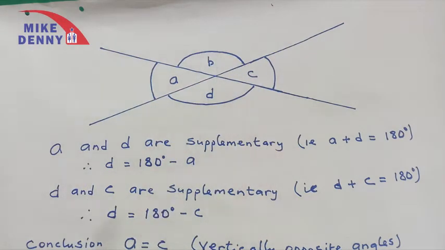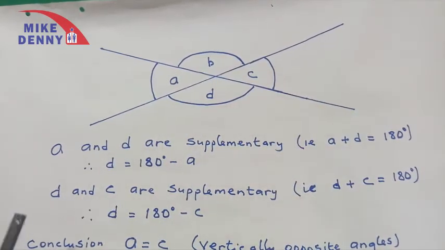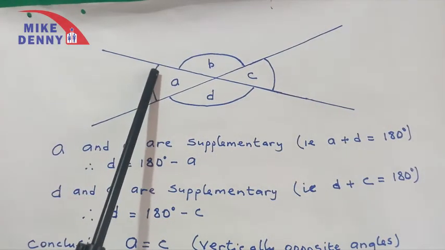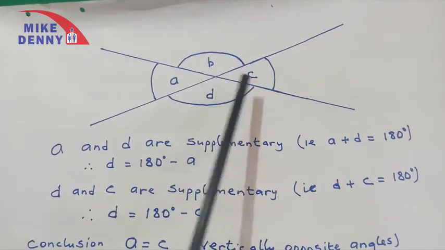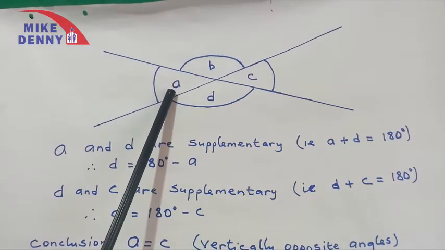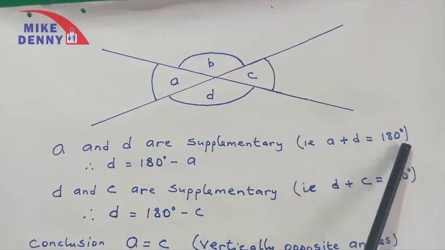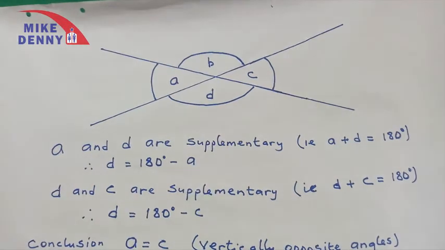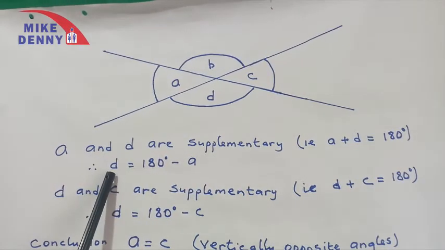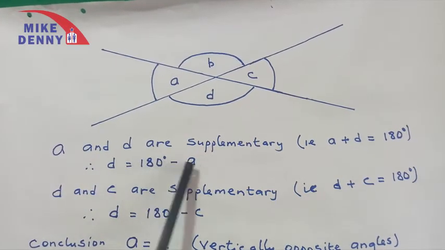So when they meet, what is the relationship between the angles? This straight line is half a revolution, so the angle on that straight line should be 180 degrees, as we have seen. Therefore this A and D are supplementary. They add up to 180 degrees. Conclusion is that to get D, you will take 180 degrees and subtract A from it.